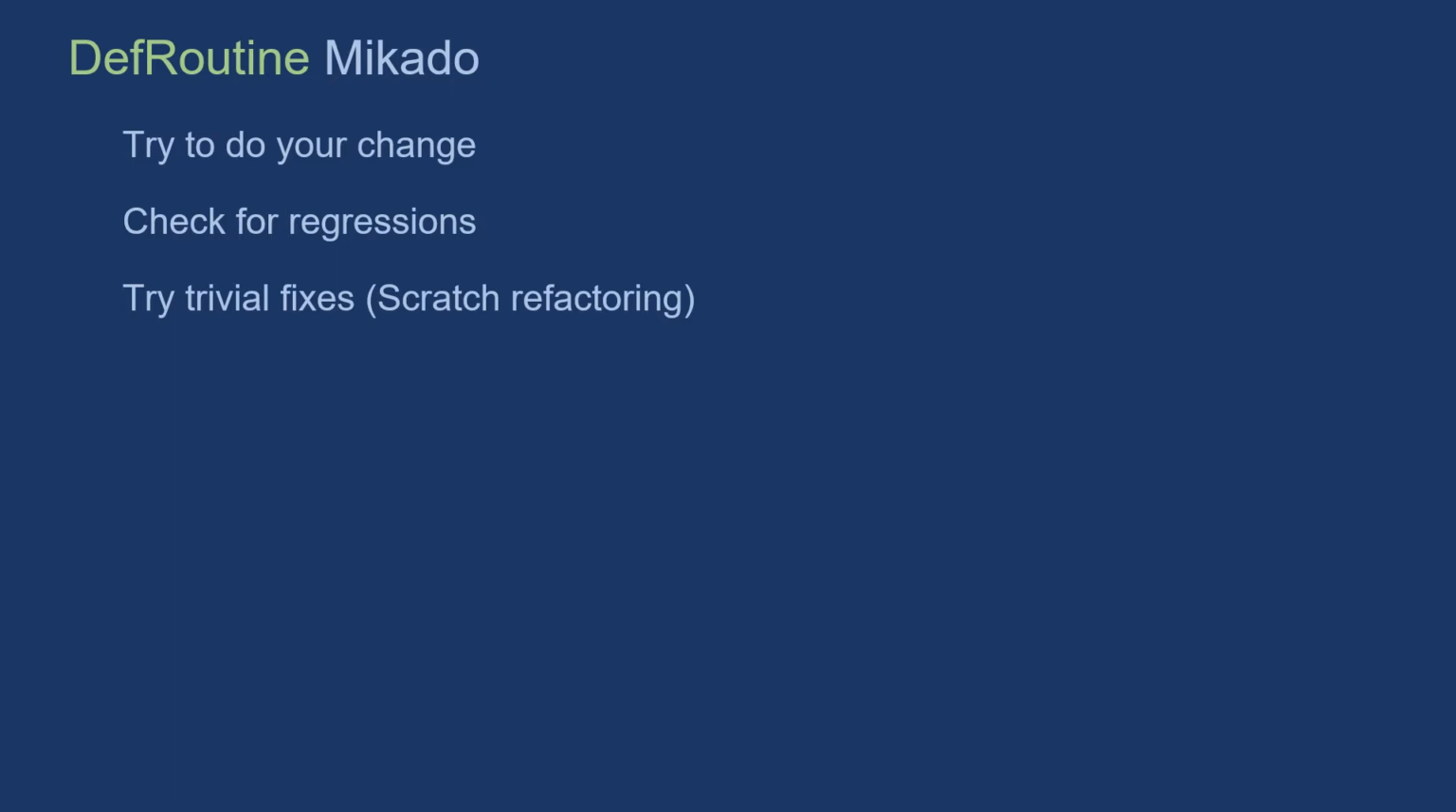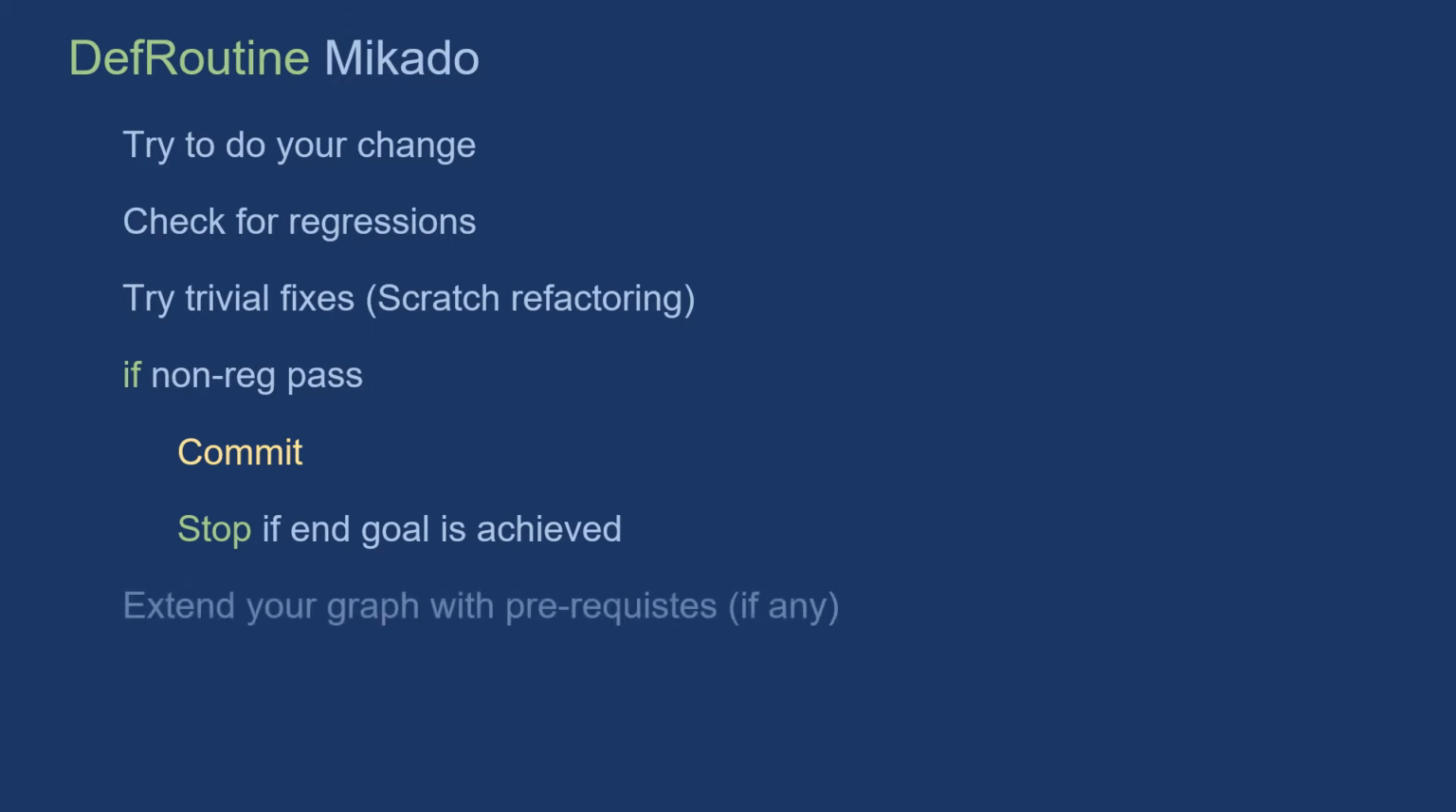So this is trying trivial fixes and to see if you're able to fix the thing very simply for two reasons. The first is that if ever the non-regression passes, so the non-regression here, I'm talking about compilation, your unit tests, whatever things you have at your disposal, then you can commit because it means that the change you wanted to do is done. And if ever that was really your end goal in all the big project you had, that's fine, you're done. Otherwise, we're going to go into recursion.